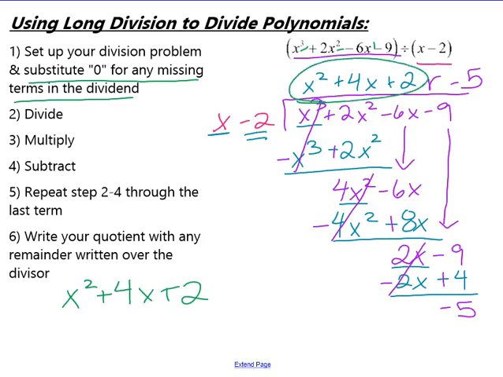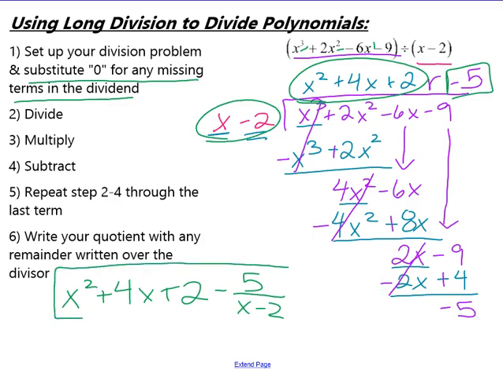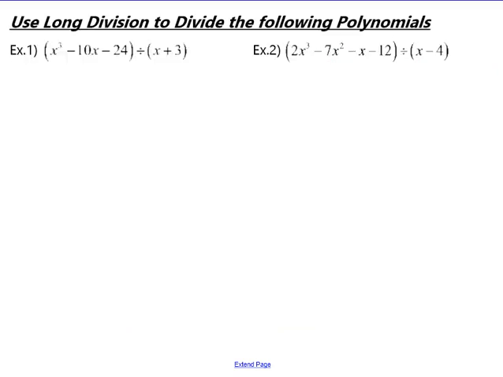Then you're going to take that remainder and put it at the end, minus 5, but you're going to put it over our divisor, x minus 2. So this is going to be our final answer. If you have a remainder, you're always going to put it at the end over your divisor.